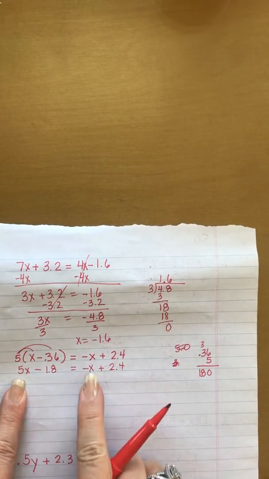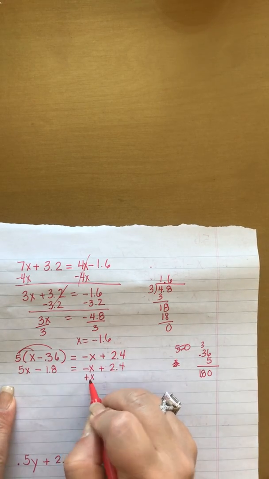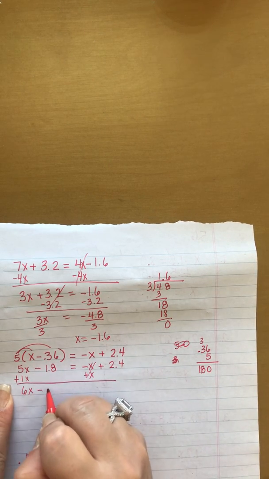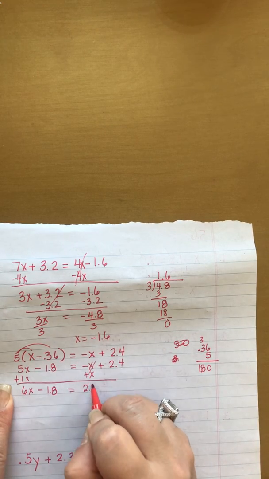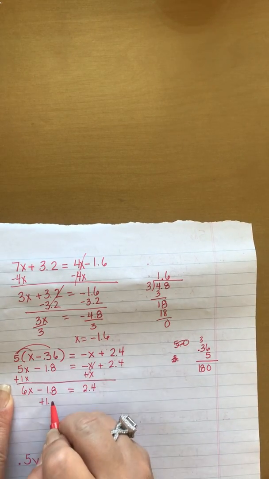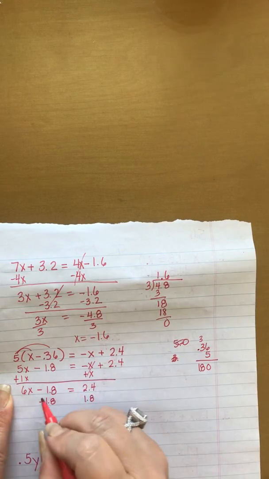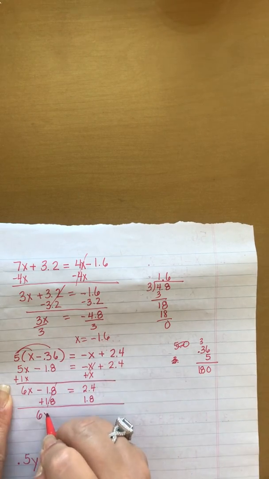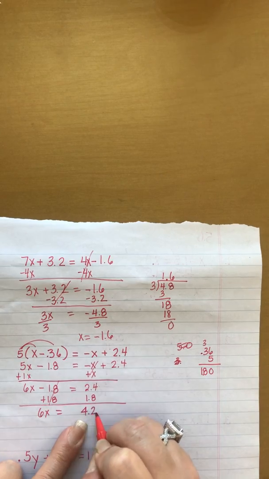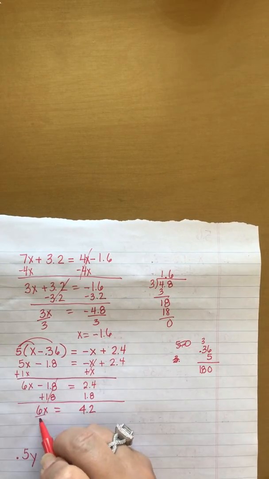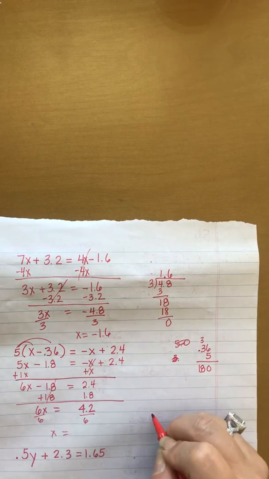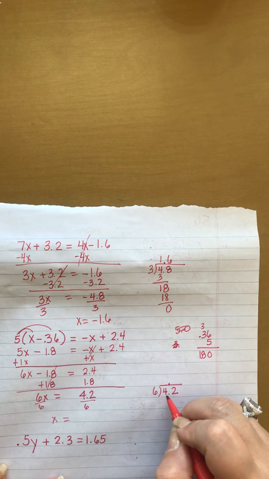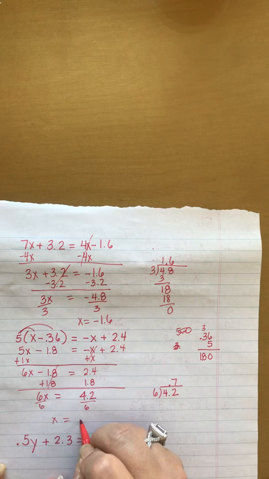So just like the problem above, this is smaller. I want to bring this over here. So I'm adding an x, adding 1x. So I have 6x minus 1.8 equals 2.4. Now I'm going to get rid of this. I'm going to add 1.8. Remember, you're always doing the opposite. So if it's a negative, you're adding. If it's a positive, you subtract. So 6x equals 4.2. And divide both sides by 6. 6 goes into 4.2. So 6 doesn't go into 4, but it goes into 42 7 times evenly. So it's 0.7.